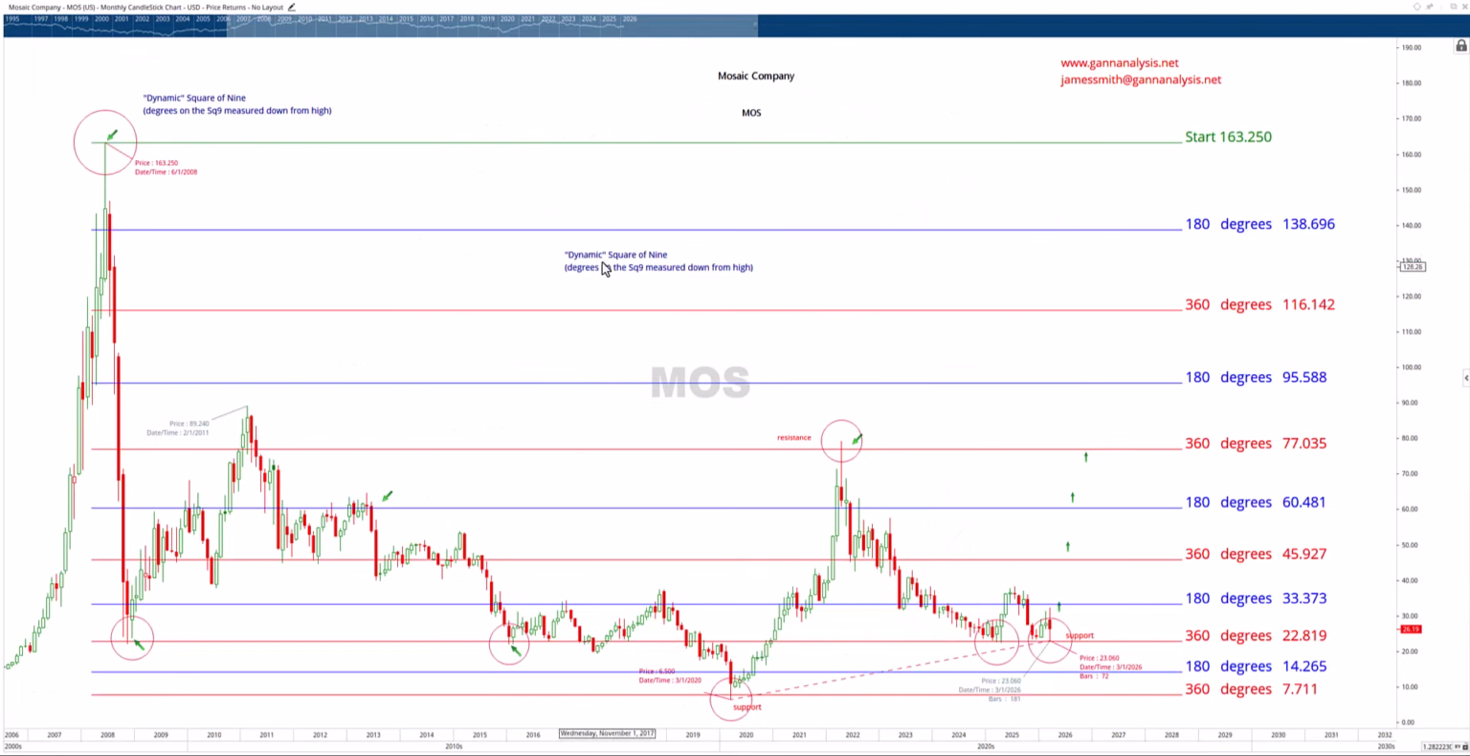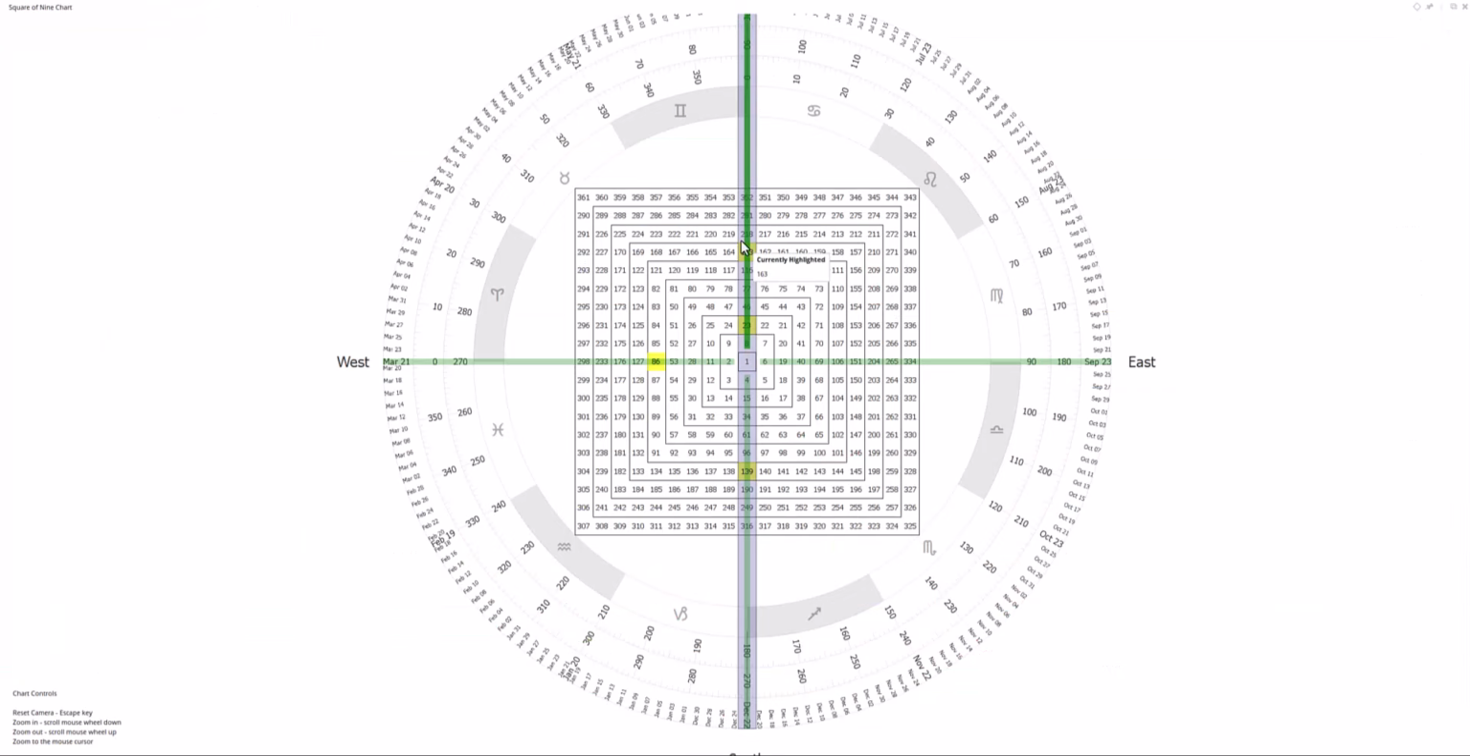Now, if you look at the dynamic square of 9, you're measuring down from high or up from low, and it may be different from what you see on the static square of 9. In most cases, it is. But in this case, it happens to be the same level. 163 is both a static square of 9 and a dynamic square of 9, which you see right here. That was the high, 163. It just happens to fall on the iron cross. So that's the difference. If you want to know the difference between a dynamic square of 9 and a static square of 9, that's the difference.